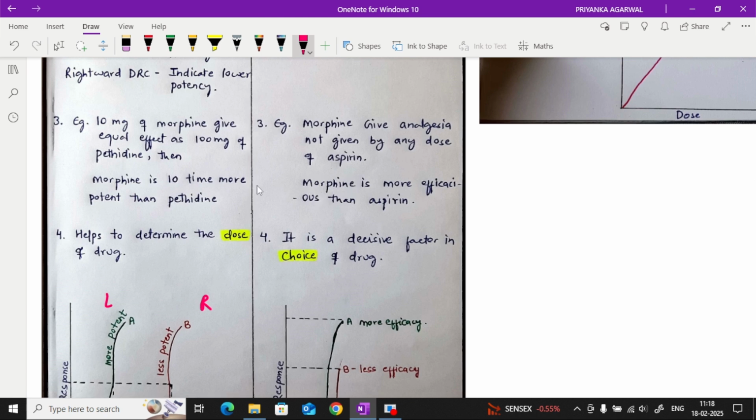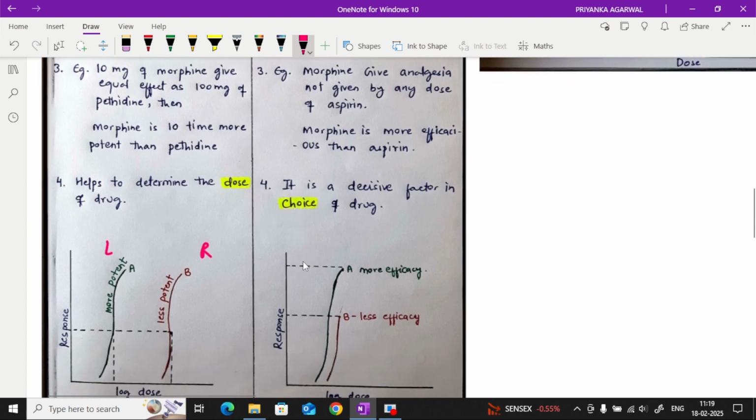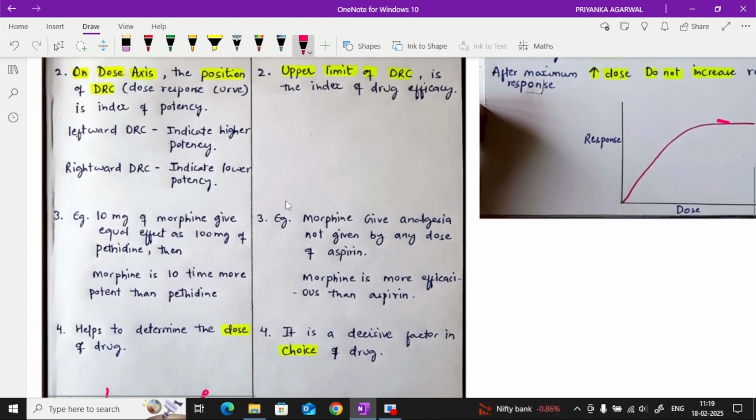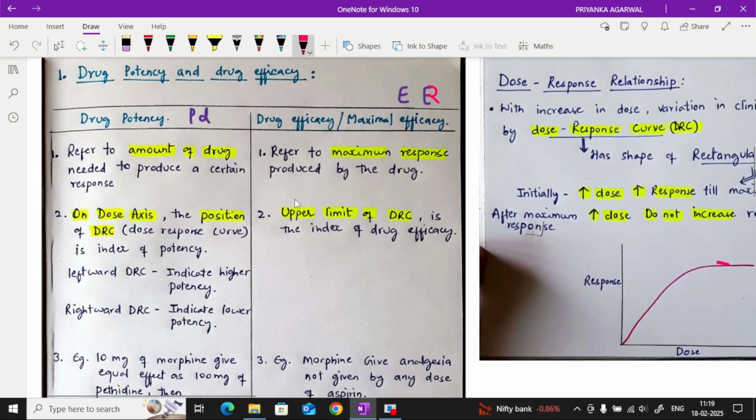Obviously morphine, right? So to make it simple, I took the same example like morphine and morphine. So morphine is more potent and morphine is also more efficacious in both the examples. So what does this help us? It is a decisive factor in the choice of the drug. So which drug should you use? Depending on the amount of response you need, you can choose the drug. So this is about drug potency and drug efficacy.